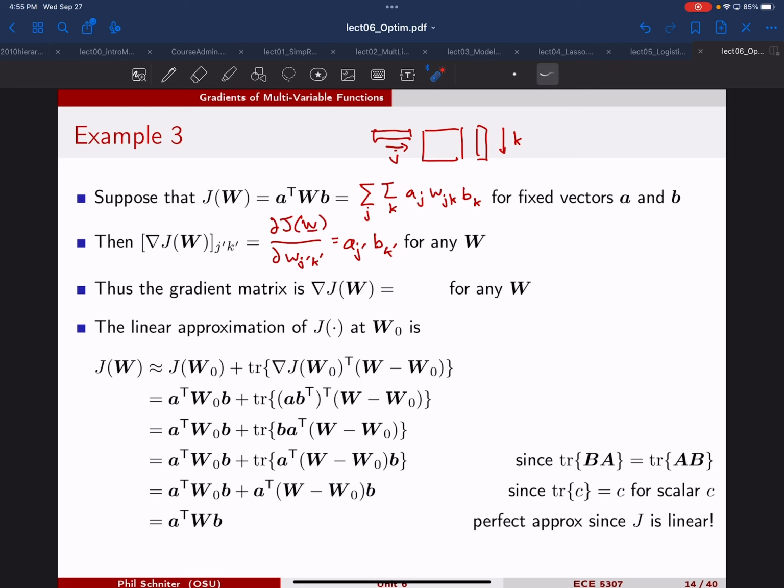So let me ask, is Ethan Garrett? Ethan here? Yeah. So how do you think I can write that in terms of A and B vectors?